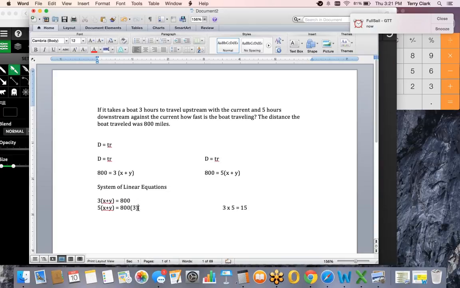I'm getting careless. Okay, so I'm going to go 3 times x is 3x plus 3 times y is 3y, and that's going to equal 800. And then I'm going to go 5 times x is 5x, distribute 5 times y is 5y, and that's going to equal 800. Now at this point, I can multiply both sides, I'll do -5 on the top one, and then I'll do +3 on the bottom one to cancel them out.